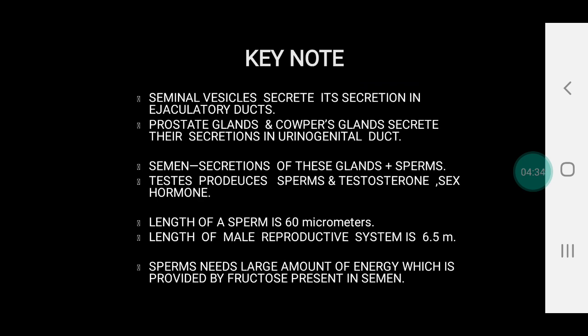So seminal vesicles secrete their secretion in ejaculatory ducts, and prostate gland and Cowper's gland secrete their secretion in the urinogenital duct. So this is the difference between the two. Pay attention please. And semen is the secretion of these glands plus sperms. So testes produce sperms and also a hormone called testosterone, which is a sex hormone.